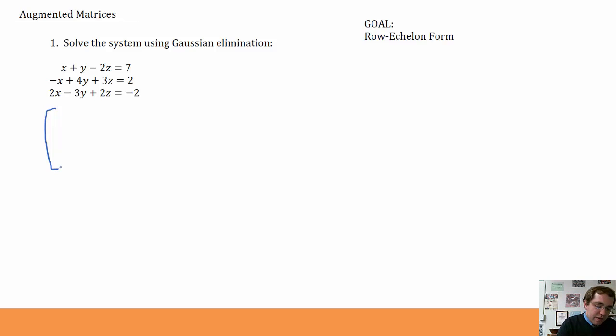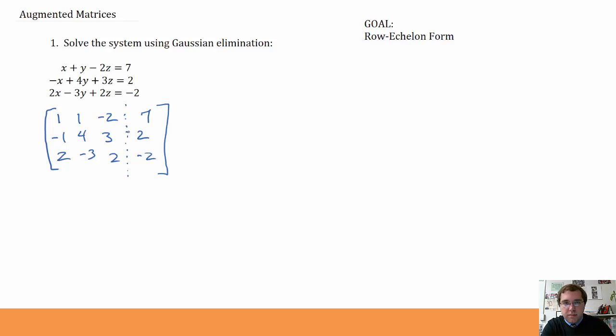So there's 1x in my first equation, so my first row starts with a 1, and then 1y, so it's a 1, negative 2, and then a 7. My second equation is negative 1, 4, 3, and 2. And then the last row comes from the third equation, 2, negative 3, 2, negative 2. And I draw a dotted line separating the last column from the rest of them. That dotted line represents the equal signs in my 3 equations.